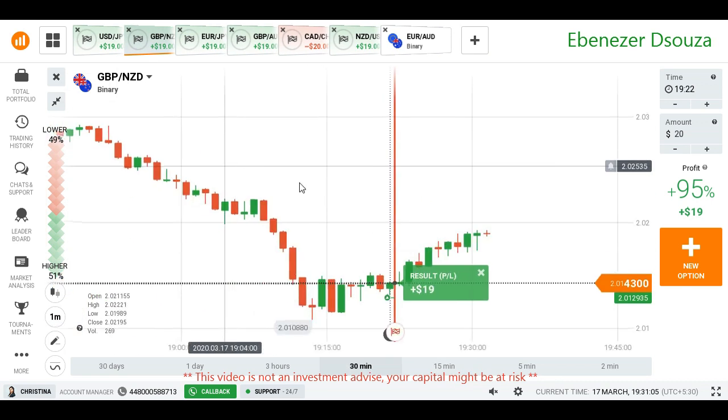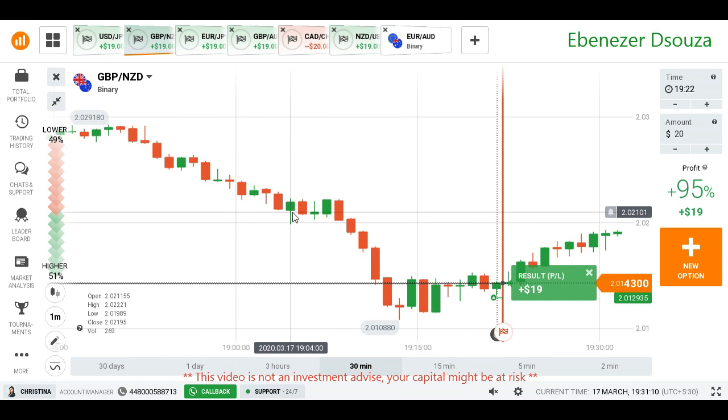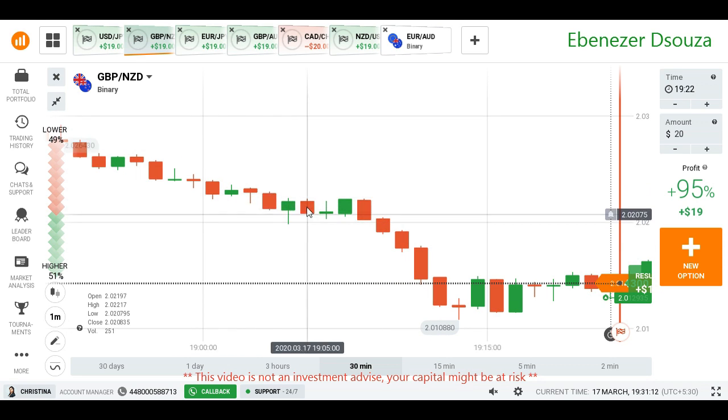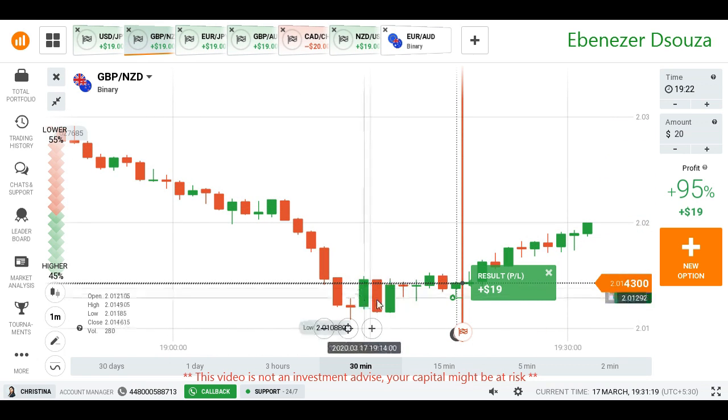And here also you can see, after these candles you can place a lower option confidently. So always place a lower option if you see this candle. Even if you lost, always try to place a lower option. It will work. Try to avoid this type of consolidation area.